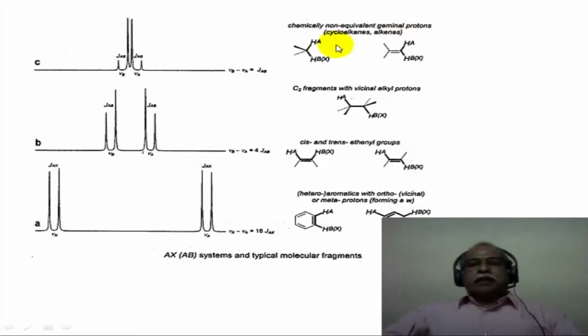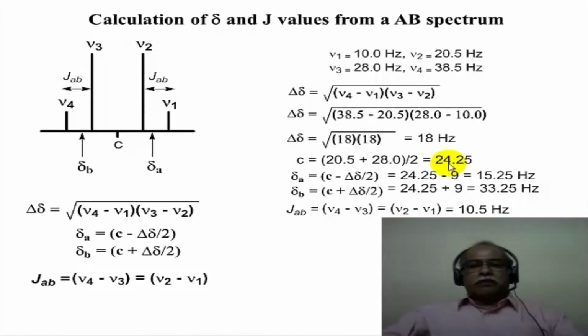Once again, some examples of the AB kind of a system. You can have diastereotopic methylene hydrogens, or you can have geminal olefinic hydrogens, for example. You can have 2 hydrogens on an aliphatic chain on adjacent carbons. You can have 2 cis hydrogens or 2 trans hydrogens, ortho hydrogens or meta hydrogens, which are all mutually coupled to each other, representing an AB type of a system.